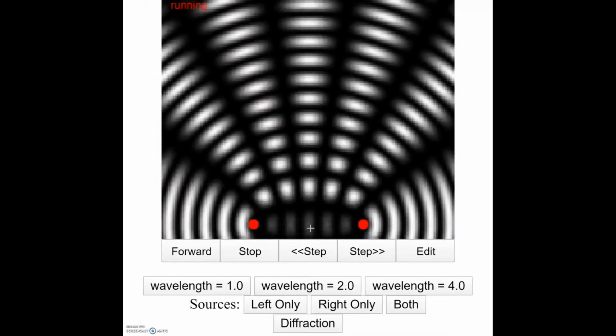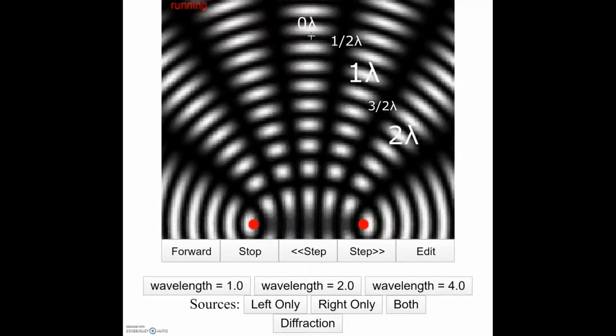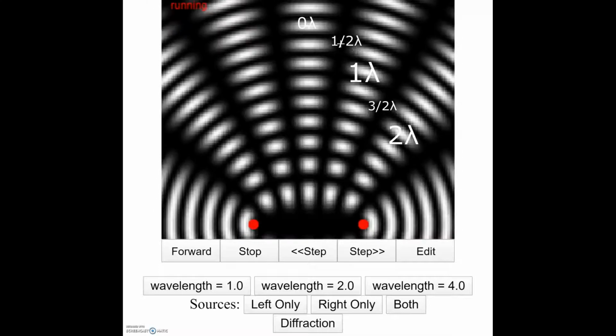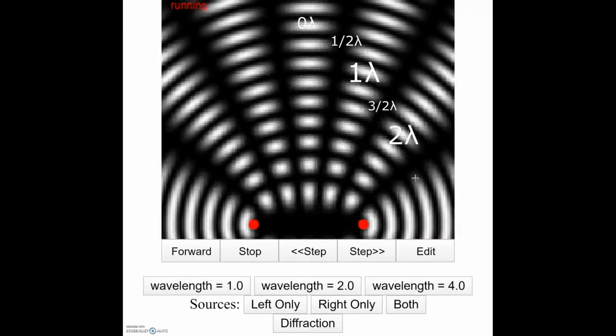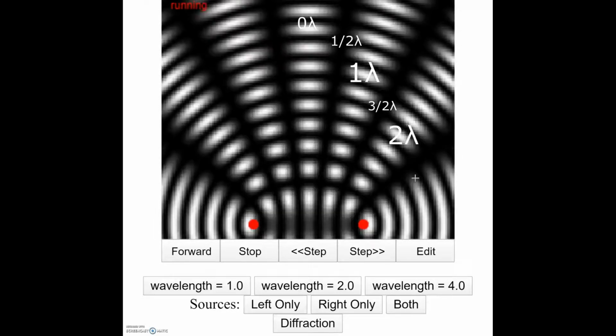And so what you can do is you can label these. So 0 lambda is the top one, then half lambda, 1 lambda, 1.5 lambda, 2 lambda, and so on. Oh, and lambda is just the symbol for wavelength. If you ever see it, it's like a Greek letter, kind of looks like the legs of a stick figure.